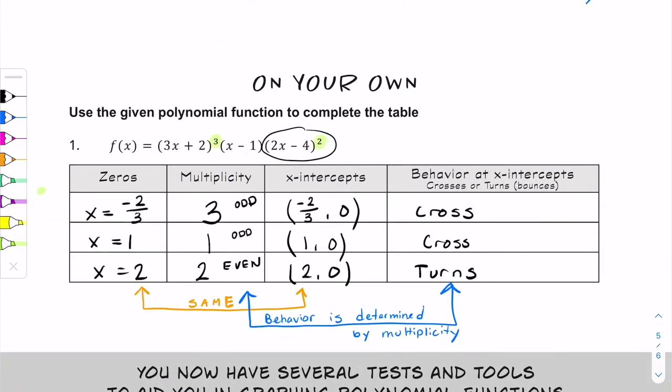All right, after this lesson, you have several tests and tools to aid in graphing polynomial functions, which is what we will be doing on tomorrow's note sheet.